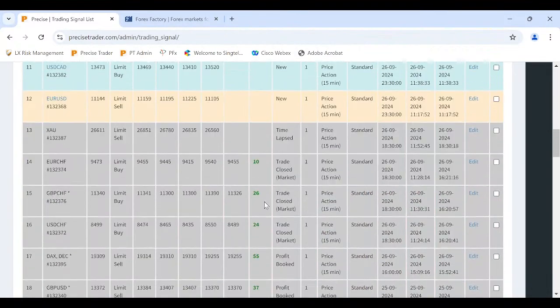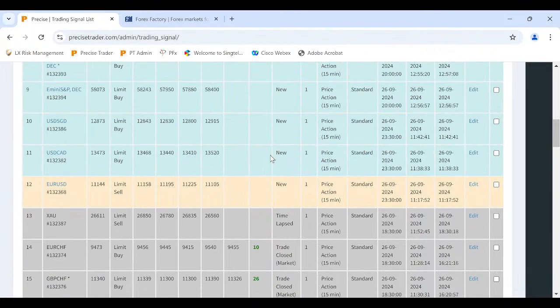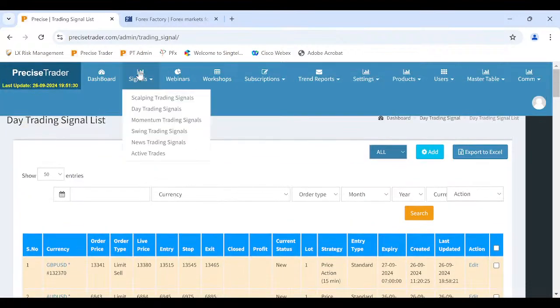And we made some money on Euro Swiss. I think we made about 10 pips. Pound Swiss we made about 26 pips. Dollar Swiss we made about 24 pips, and we also started DAX. The DAX I think we made about 55 pips. So all in all, I think we made about 80, 100, 110 minus 35. So it's about 75 pips we made.